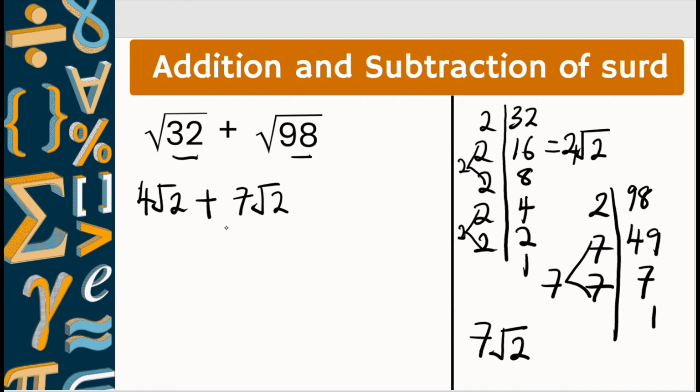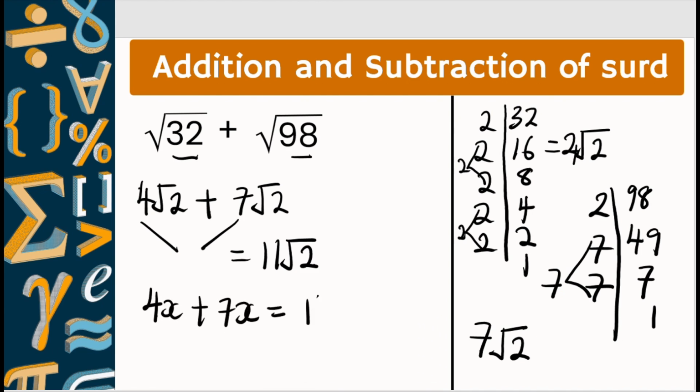So the next thing I'm going to do, because they are like Surds, I can now add, just like you add like terms in algebra. 4 root 2 plus 7 root 2, I'm going to add the whole numbers, which is 11 root 2, because 4 plus 7 is 11. Just like when you have 4x plus 7x is equal to 11x. Just the same method of adding algebra, but this time remember, we are dealing with Surds. Therefore, our final answer is 11 root 2.